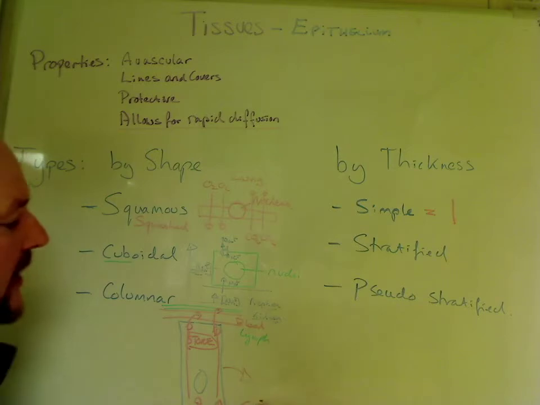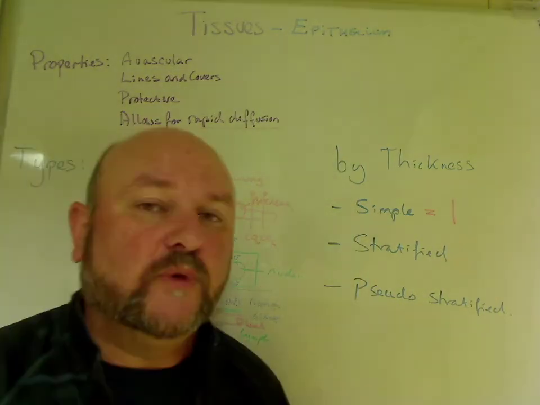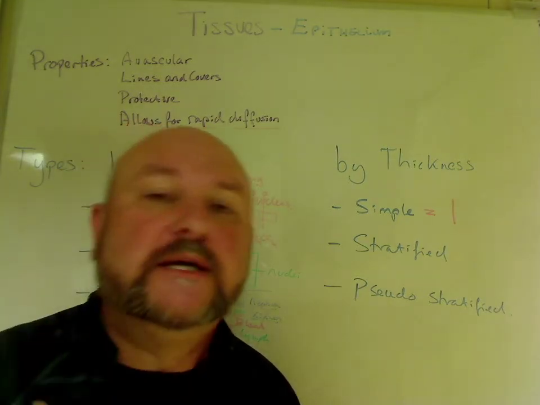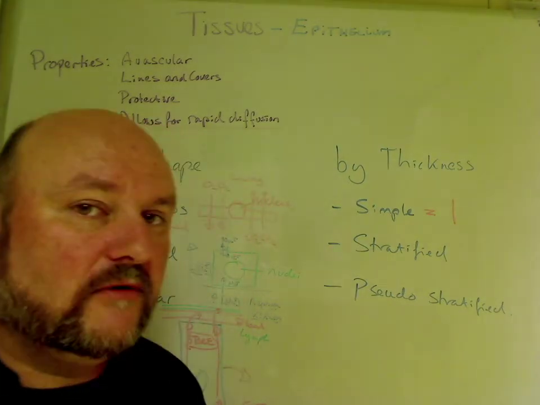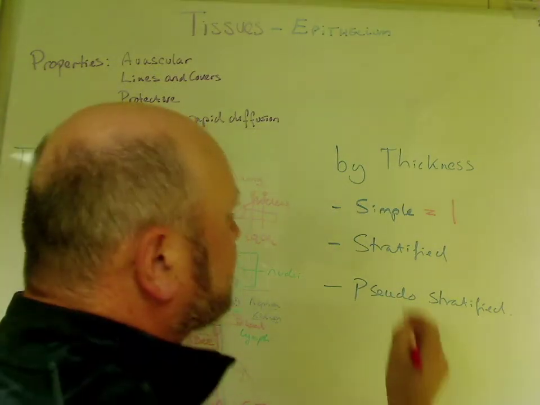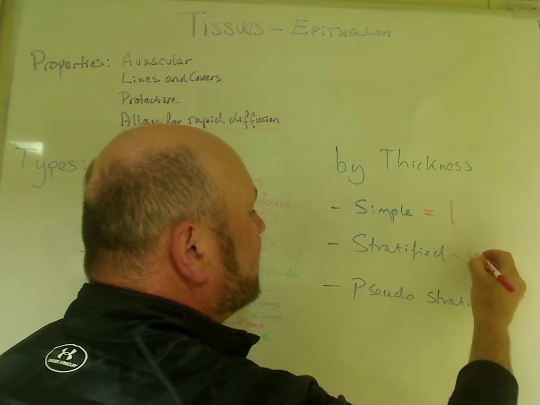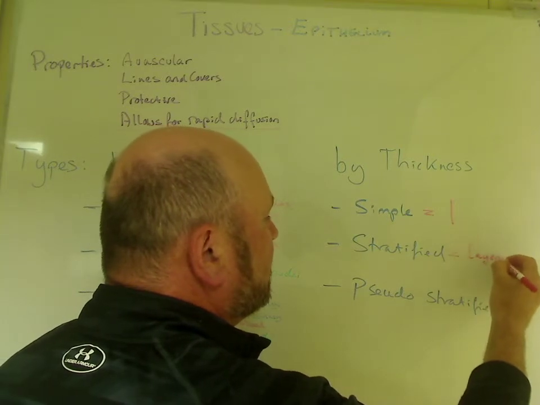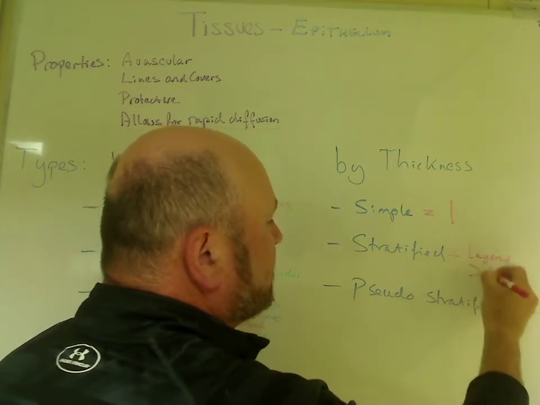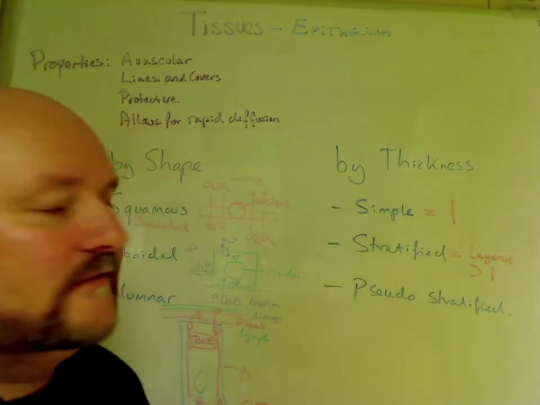And if you're looking at passage, then that's what you want. You want one layer, because any more than that interferes with the ability of things moving from one side to the other. So that gives us stratified. Stratified means layered, greater than one. So two and above would be a stratified layer.